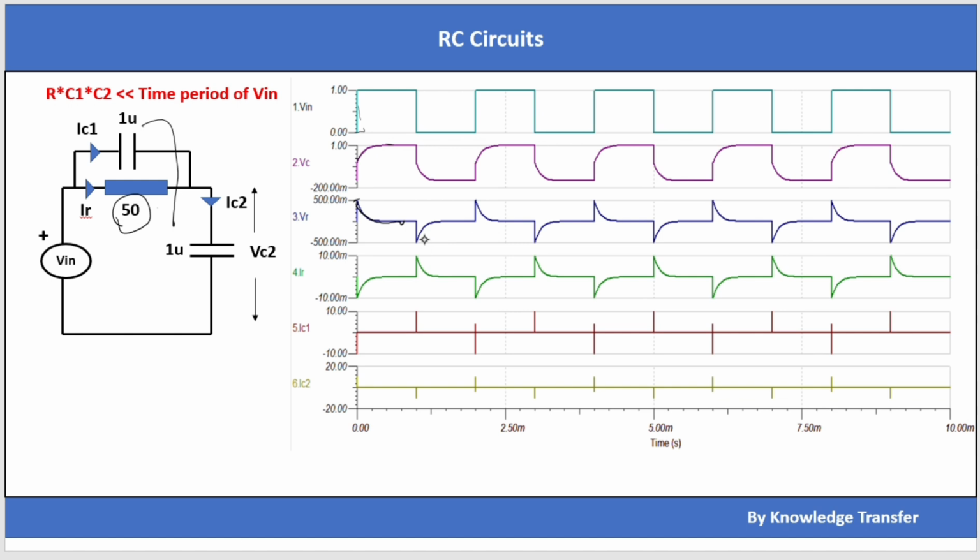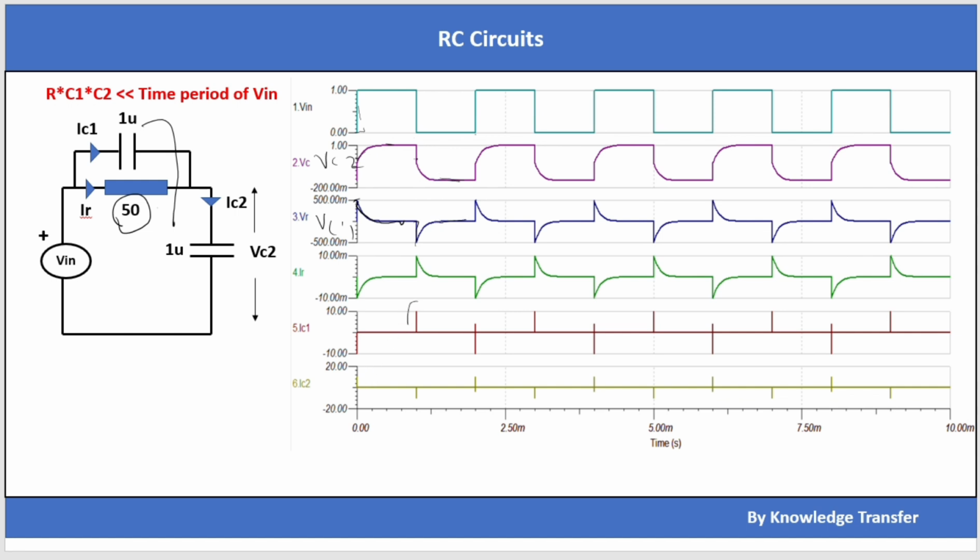In the same way, at t equal to T by 2, again the voltage of VC1 went to 0.5 volt. Here VC2 also went to 0.5 volt. From T by 2 to T time, VC2 also became 0, and VC1 also became 0.